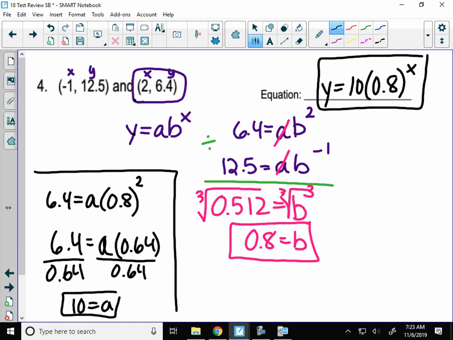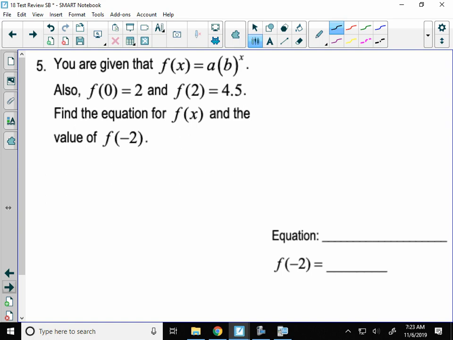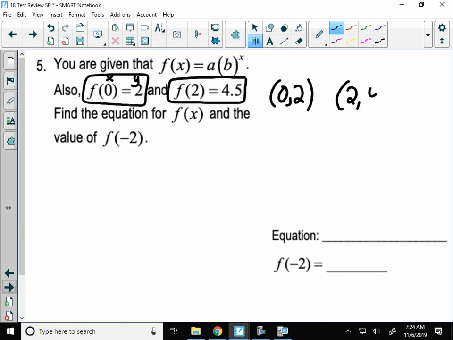All right, last one here for part 2. A little bit more to it, but it's actually very similar to the last couple problems. You're given that f of x is a times b to the x. That is just the exponential form. You know f of 0 equals 2, and f of 2 equals 4.5. Find the equation for f of x and the value of f of negative 2. Now let's write down what they give you. This function notation right here is actually an ordered pair. The number in the parentheses is an x, so they give you 0, and the answer is the y. Same right here. We had an ordered pair, 2, 4.5. They gave you enough information to be able to write the equation of the exponential.